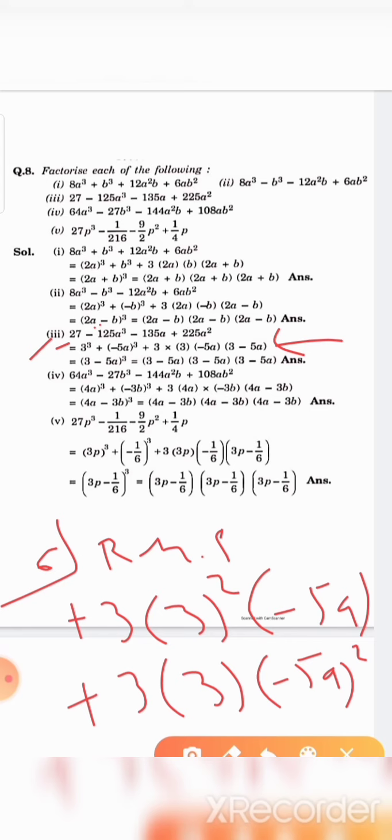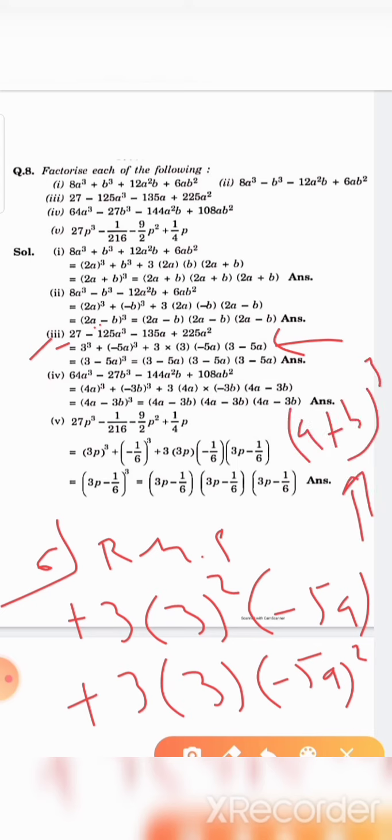So we write the next step: (3a)^3 plus (-5a)^3 plus 3 into 3 into -5a in the bracket (3 - 5a), comparing it with the RHS of our identity number 6. So the factor of our identity number 6 is (a + b) whole cube.